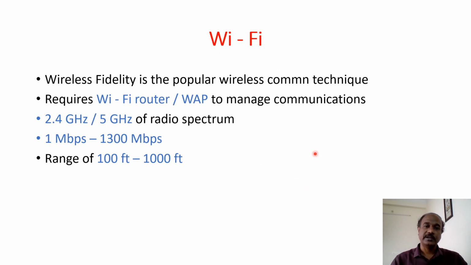The data communication rate that is supported in Wi-Fi ranges from 1 Mbps up to a maximum of 1300 Mbps, and the range of this Wi-Fi signal transmission is from 100 feet to 1000 feet maximum. Now, how to use this Wi-Fi?